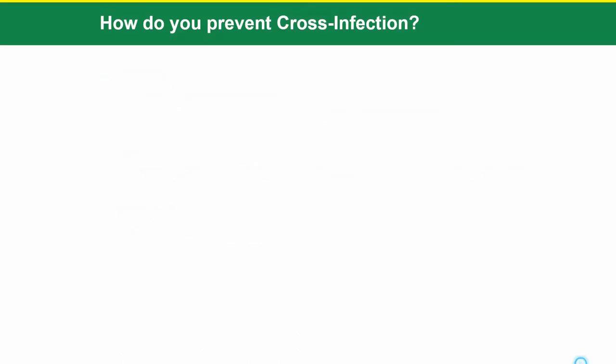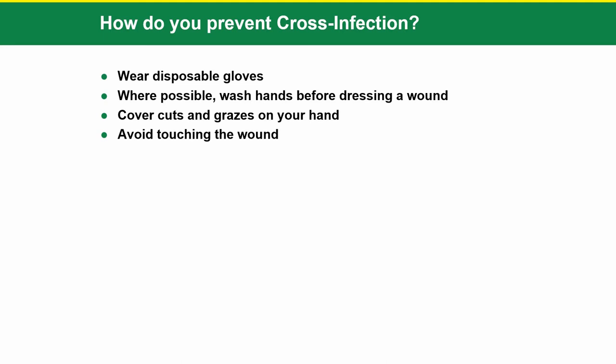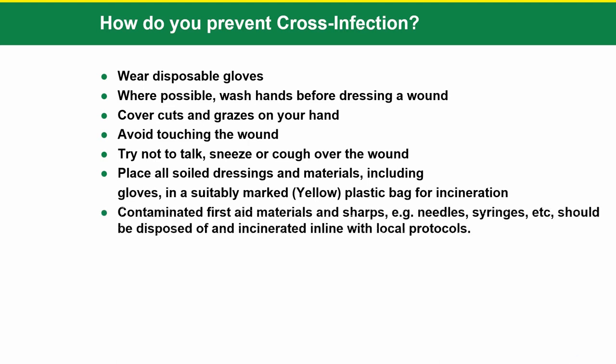How do you prevent cross-infection? Wear disposable gloves. Where possible, wash hands before dressing a wound. Cover cuts and grazes on your hand. Avoid touching the wound. Try not to talk, sneeze or cough over the wound. Place all solid dressings and materials, including gloves, in a suitably marked, usually yellow, plastic bag for incineration. Contaminated first aid materials and sharps, for example needles, syringes, should be disposed of and incinerated in line with local protocols.